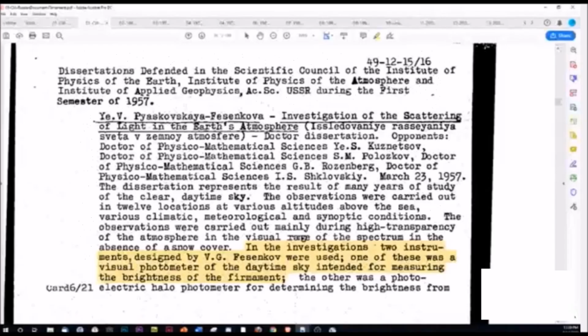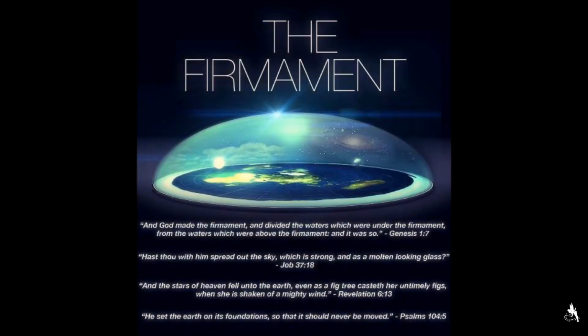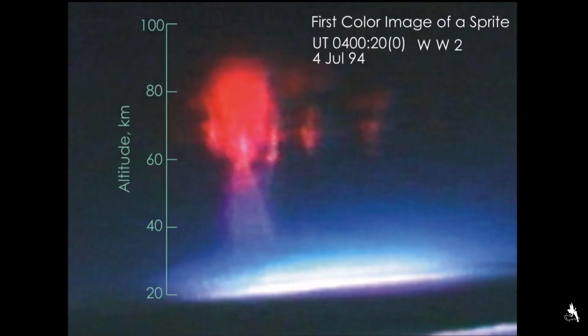There you have it, folks. There is a firmament. The Earth does not go on forever. It is not an unending plane. There is a solid firmament in the sky, as was told to us in Holy Scripture by the Most High, by God.